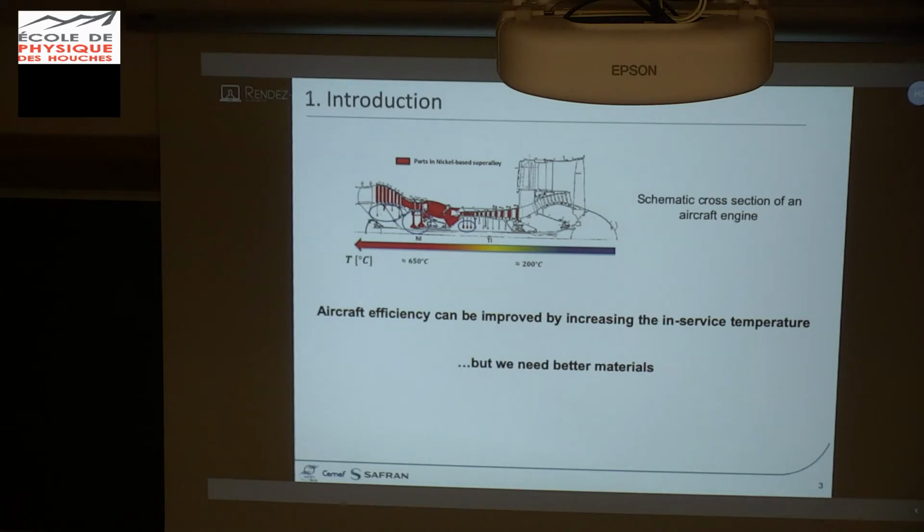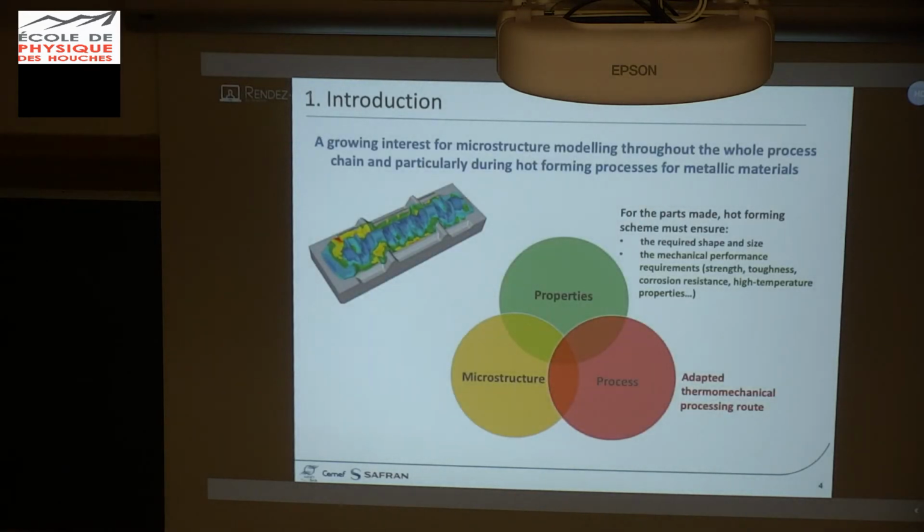But of course, if we want to increase in-service temperature, we need better materials, or we need to improve used materials like nickel-based superalloys. So, to improve properties of metallic materials, the main idea is to be able to couple thermomechanical processing with the prediction of in-use properties of materials. The main idea is to improve microstructure or to predict microstructure evolution during thermomechanical processing. Why? Because we know that material properties are directly related to evolution of microstructure during thermomechanical processing. One difficulty when you want to model microstructure evolution in the context of thermomechanical processing is the fact that generally you deal with large deformation of material.